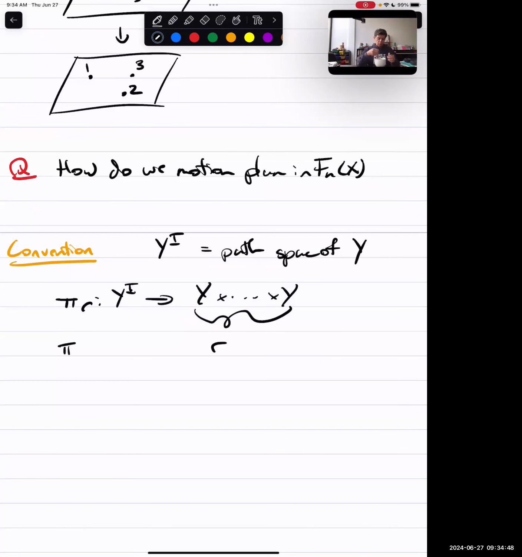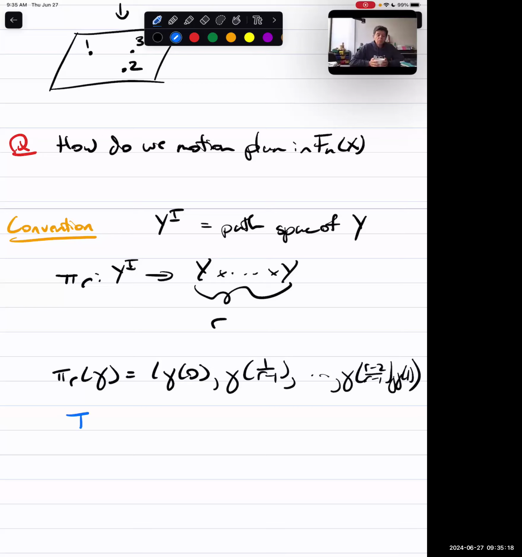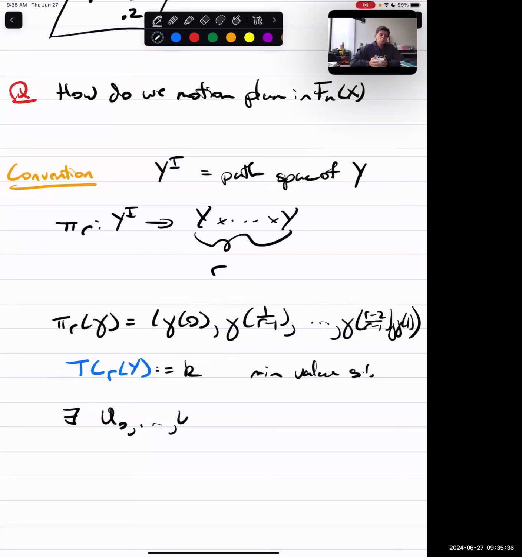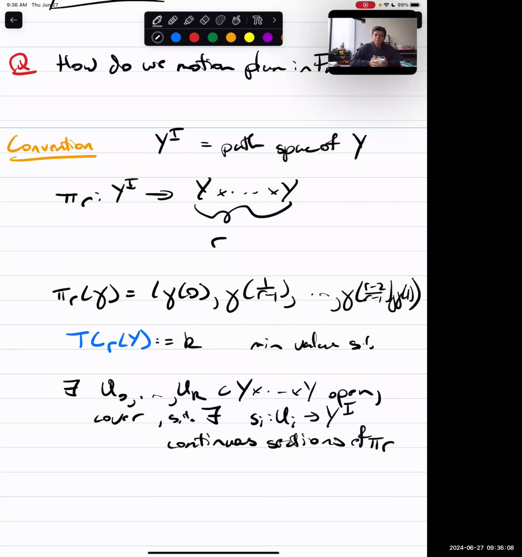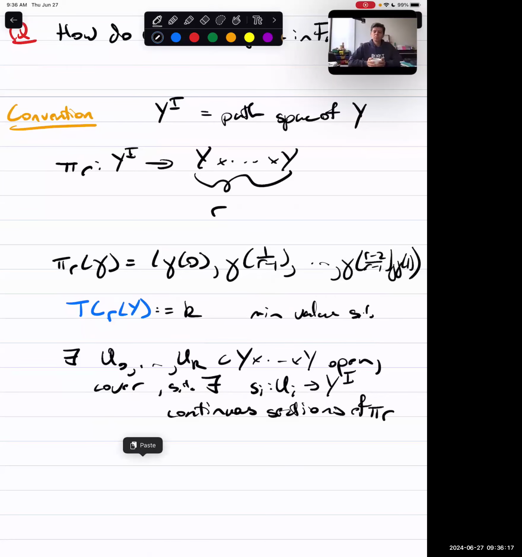And what is the topological complexity, or the sequential topological complexity, of this? Well, we're going to say the rth sequential topological complexity of Y is going to be the minimum k such that there exist U0 through Uk in Y, the r copies of Y, that are open, cover this space, and such that we have continuous sections s sub I from U sub I back into the path space that are continuous sections of pi sub r. If r is equal to 2, this is the classical topological complexity of Farber, whereas this definition is a bit of a bastardization of Rudyak's original definition, but it appears in that paper.